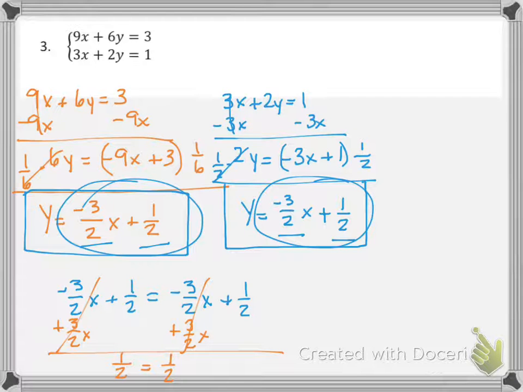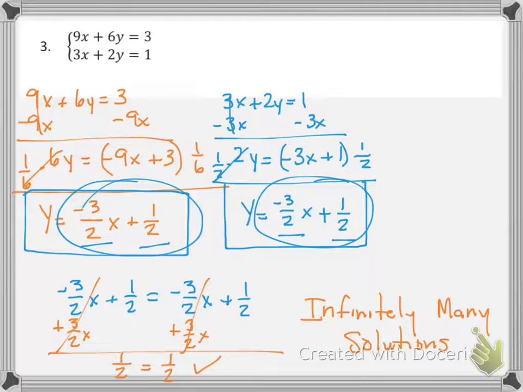That's true. I could put anything in for x and it would equal itself. So I know this is always true. They are exactly the same line, and there are infinitely many. So I'm going to say infinitely many solutions. I can't name them all. All right? Let's check out another one.